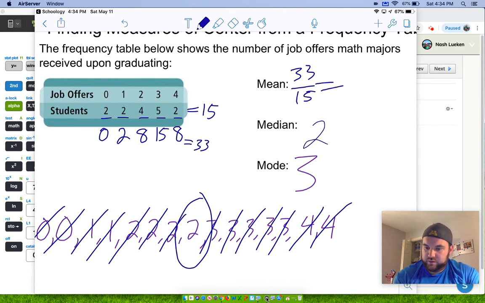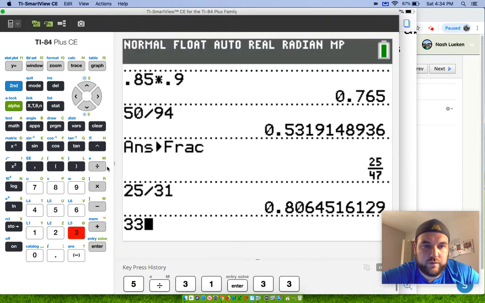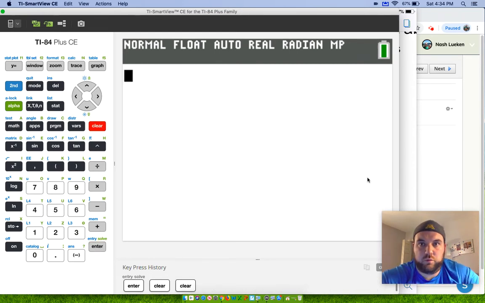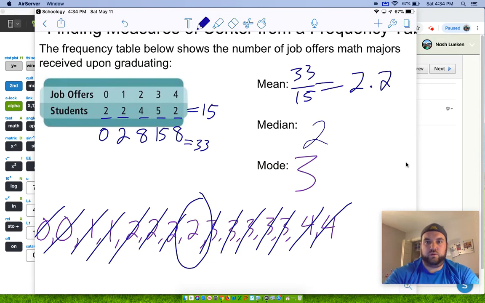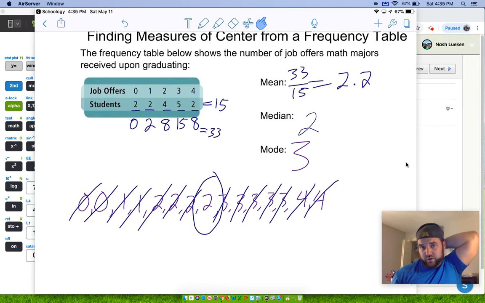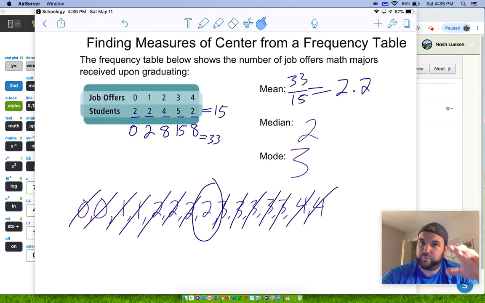And that's going to be 2.2, I'm pretty sure, but let's double check. 33 out of 15. Yep, 2.2. So the average number of job offers that a student got was 2.2. Again, all those numbers are in the same ballpark, right? My mean, median, and mode are all pretty close to one another. So that's a frequency table. Just another way that data can be displayed.